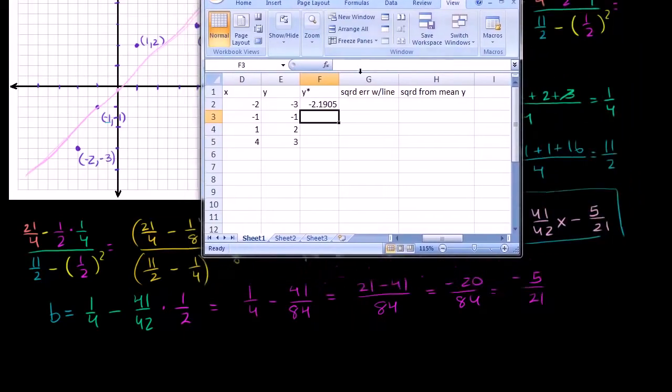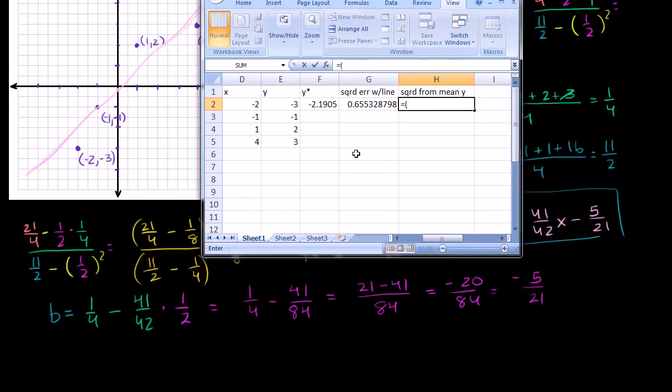So let's do that. So the error is just going to be equal to our y value, that's cell E2, minus the value that our line would predict. And that value is the actual error, but we want to square it. So we want to square it just like that. And then, let me make sure I did the right thing. Yep.